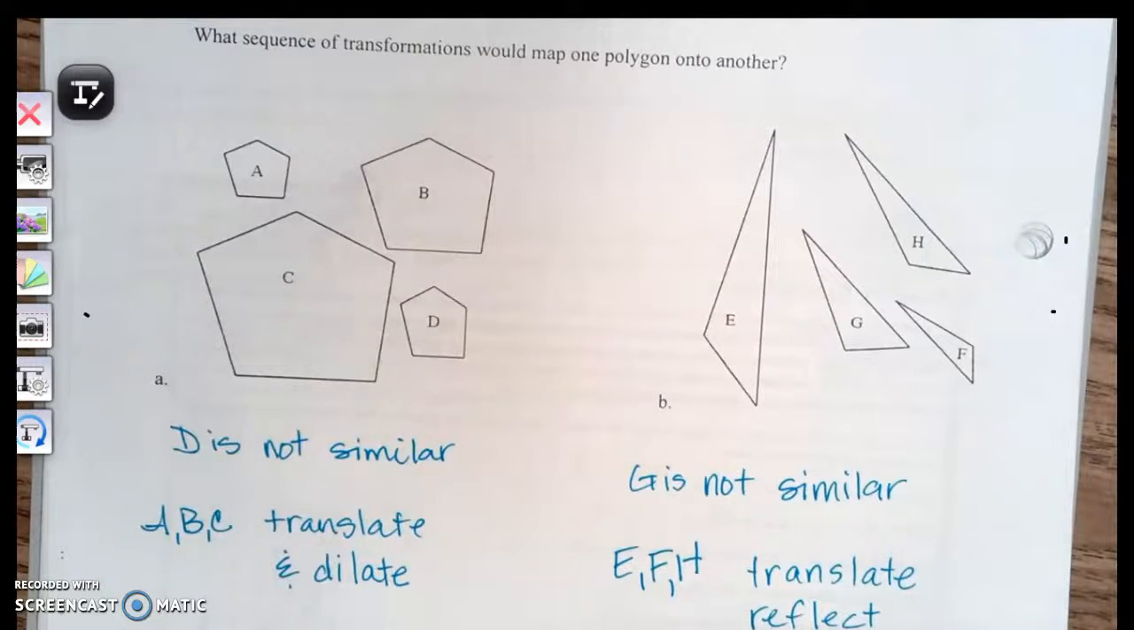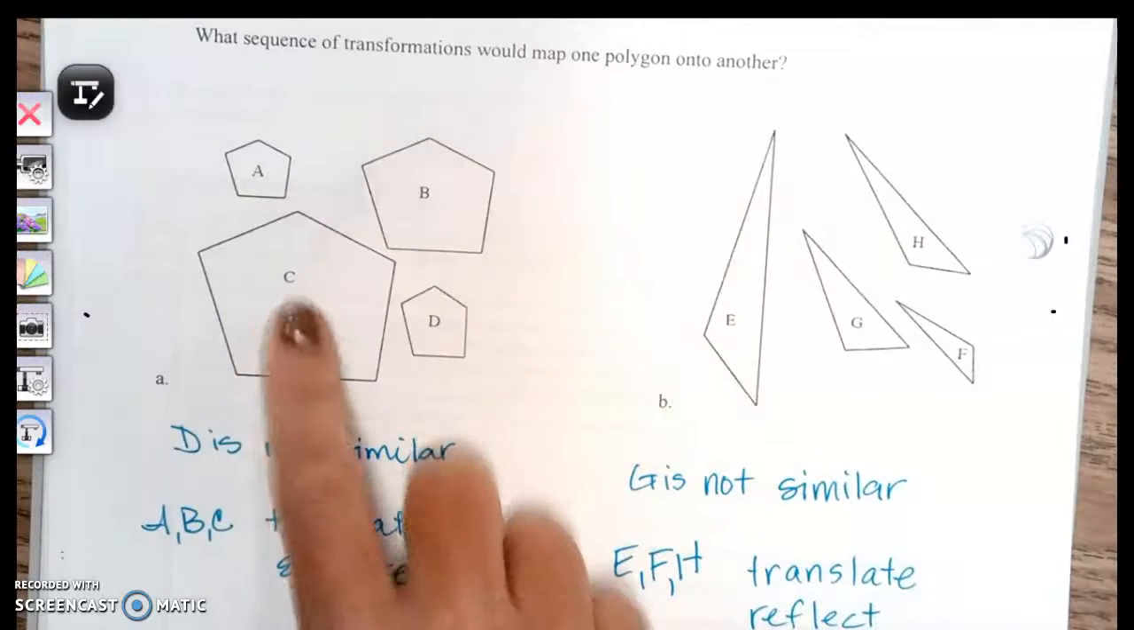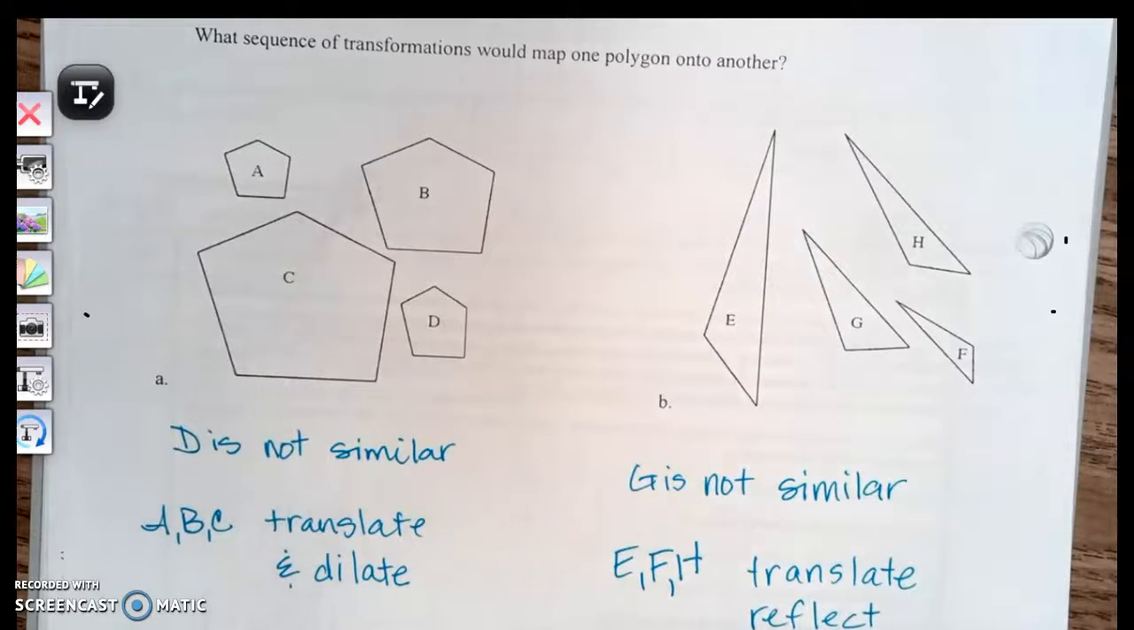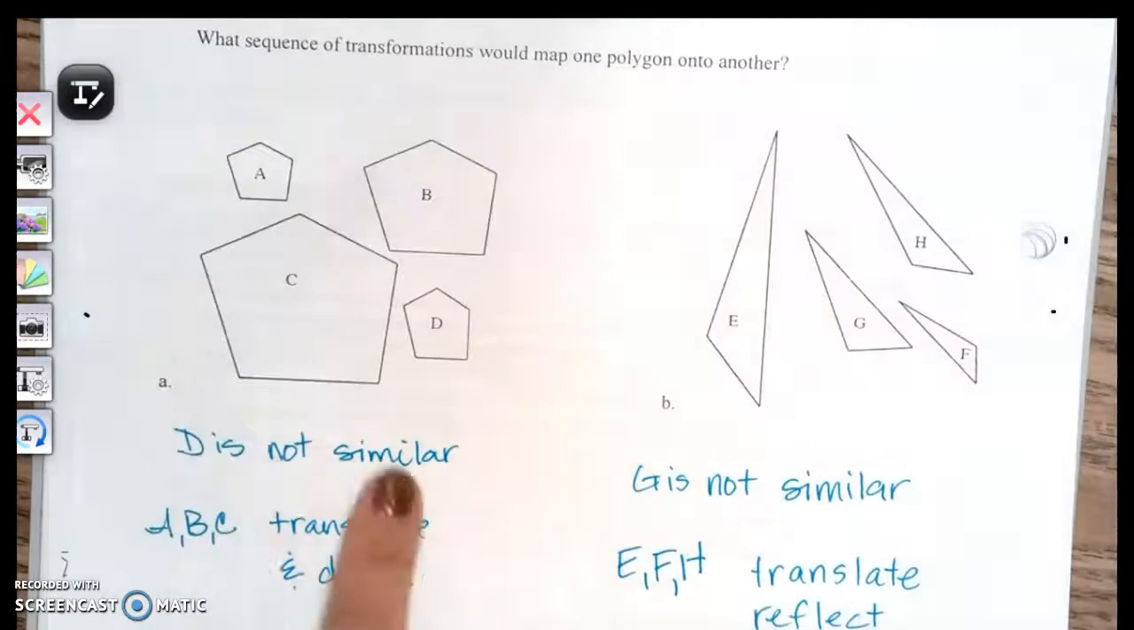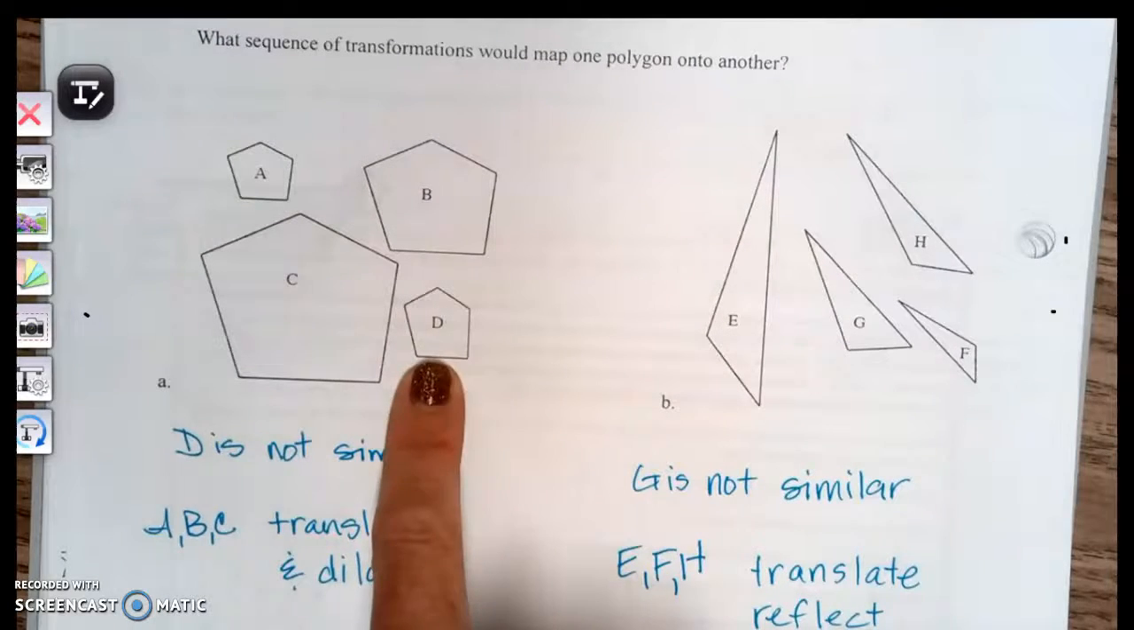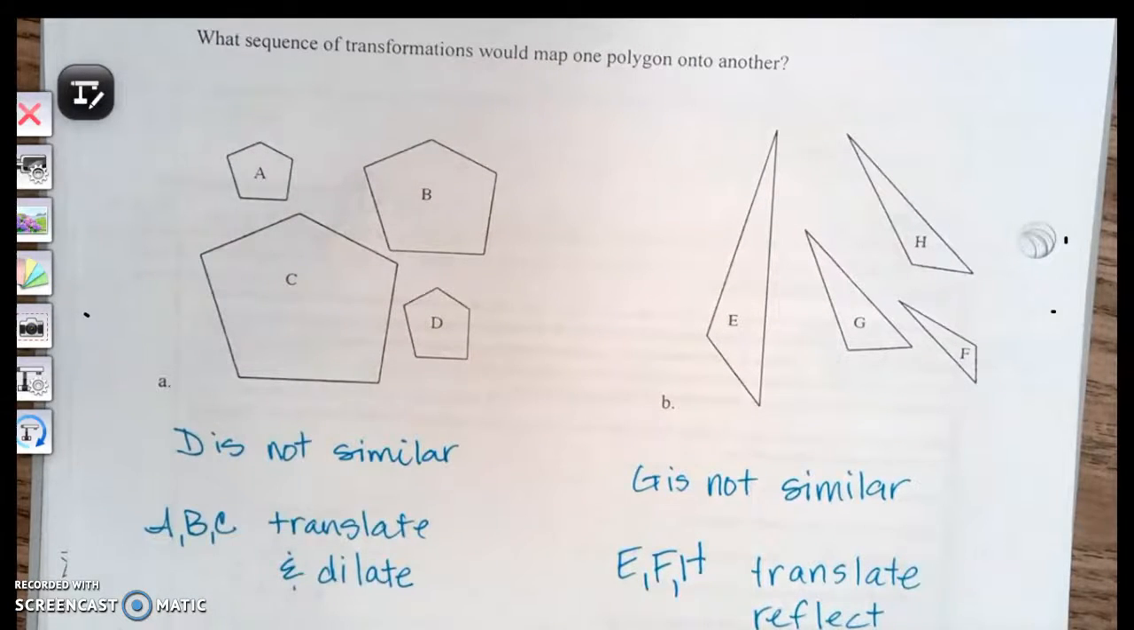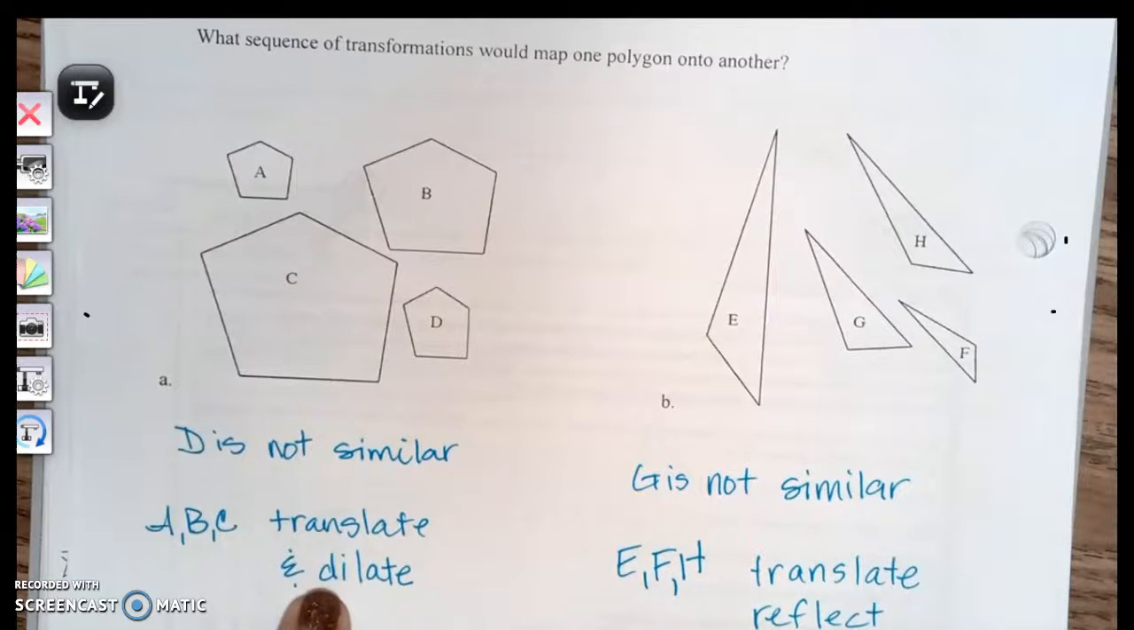If you look at part A, you have A, B, C, and D right here. Which one is not similar? That would be D is not similar. See how it's kind of slanted? That means it's not going to have congruent angles. Okay? But A, B, and C will be translations of each other and what we call dilations, or you dilate them. You make them bigger or you make them smaller.